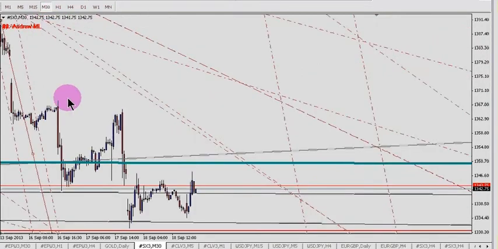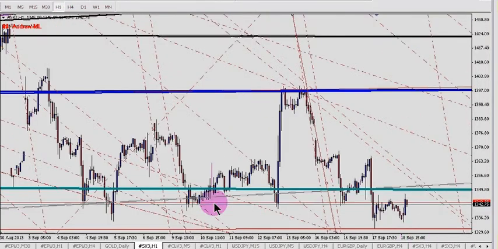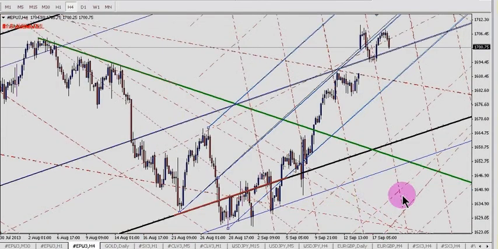We're going lower, it certainly looks that way, or we're going to be in a range, caught between these historical pitchforks. And this one here is a reaction line because of its colour.